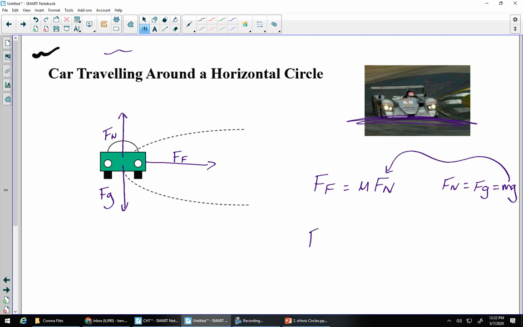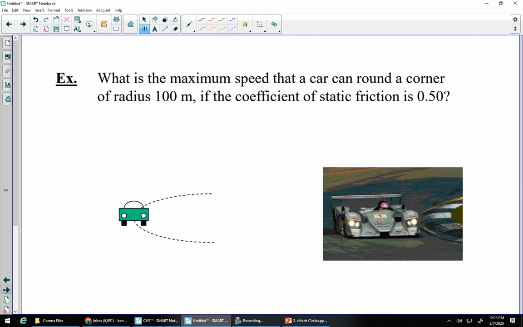Now, the other piece with this is Fc is equal to force of friction. So again, can you put this all together is sort of our question. And that's the big thing that we're looking at here. So let's check it out. What is the maximum speed the car can go around a corner with a radius of 100 meters if the coefficient of static friction is 0.5? So remember, coefficient of static friction was mu, and our force of friction is equal to mu times Fn.